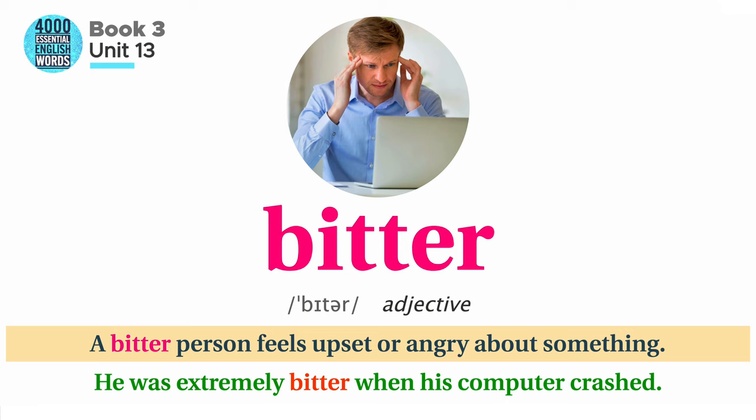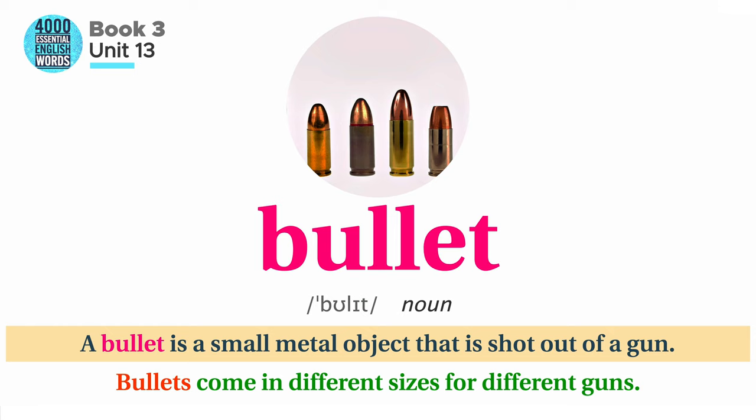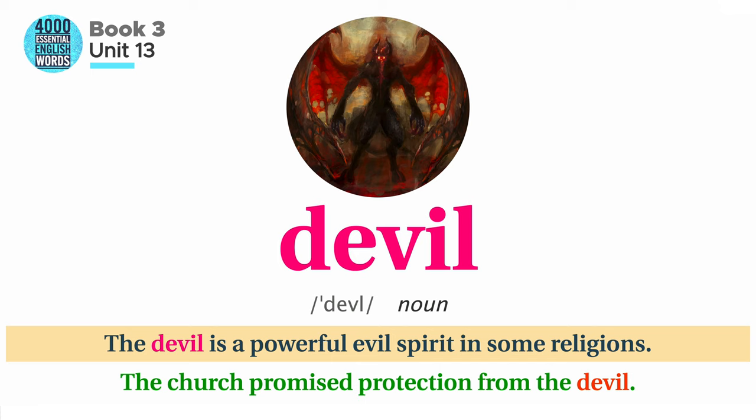Bullet. A bullet is a small metal object that is shot out of a gun. Bullets come in different sizes for different guns. Devil. The devil is a powerful evil spirit in some religions. The church promised protection from the devil.